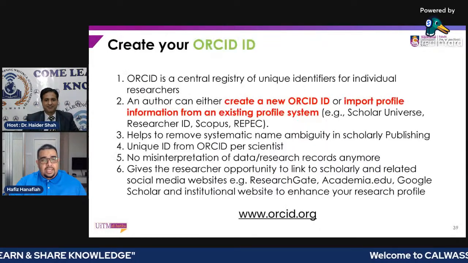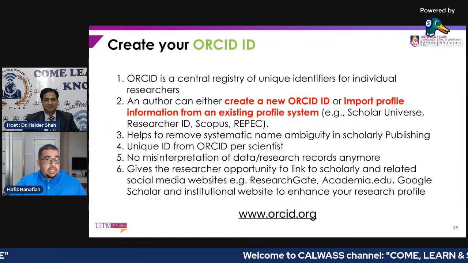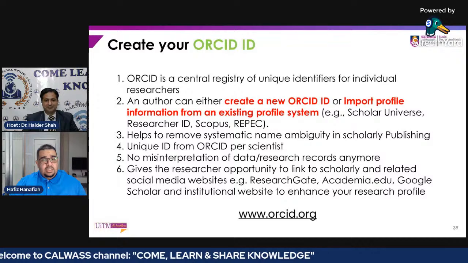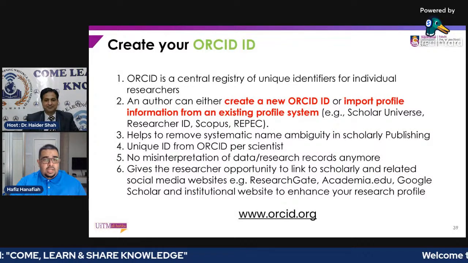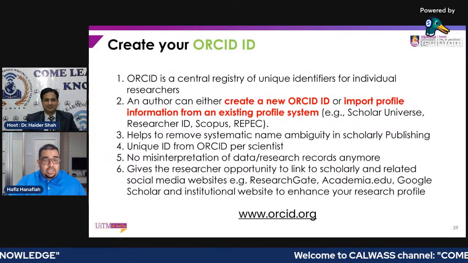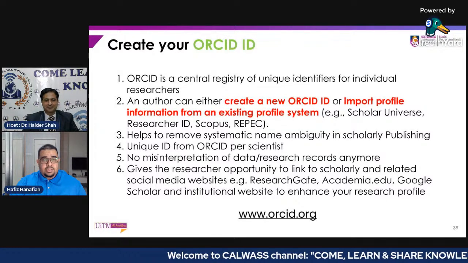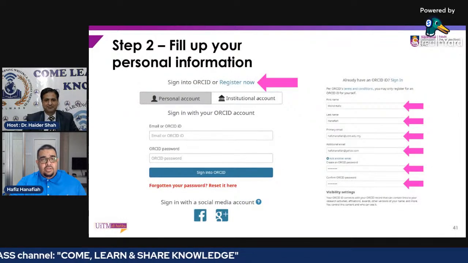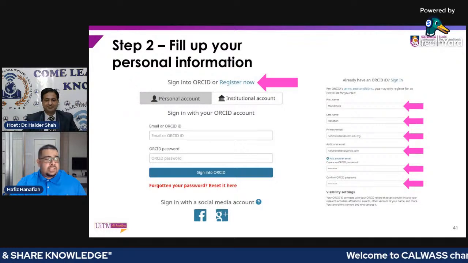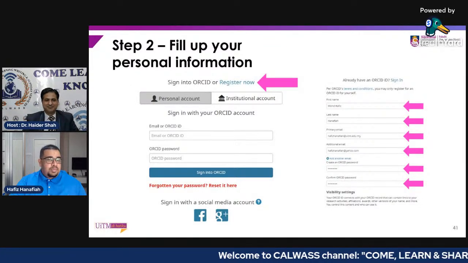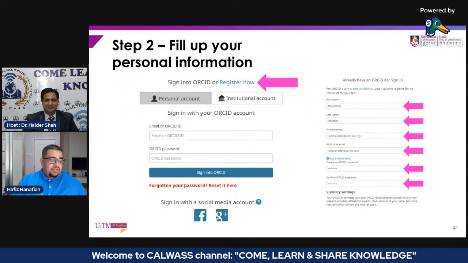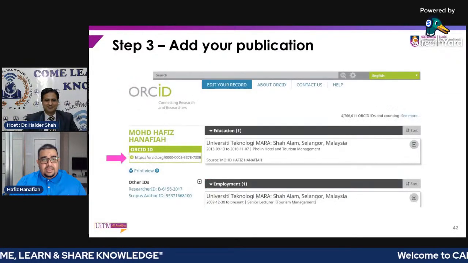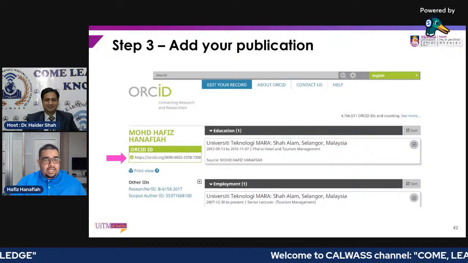Okay. And ORCID ID is actually a central registry. It is a unique ID for each scientist. And it gives researchers the opportunity to link and even merge with social media websites such as ResearchGate and Google Scholar. So this is ORCID ID. You can sign in here, create your account, register, and put in all the information needed. Very simple. Don't worry, please use the same password for this profile. I mean, it is not your bank account, so don't worry about your password and make it the simplest password. Yeah, and after registration you will have your own ORCID ID.